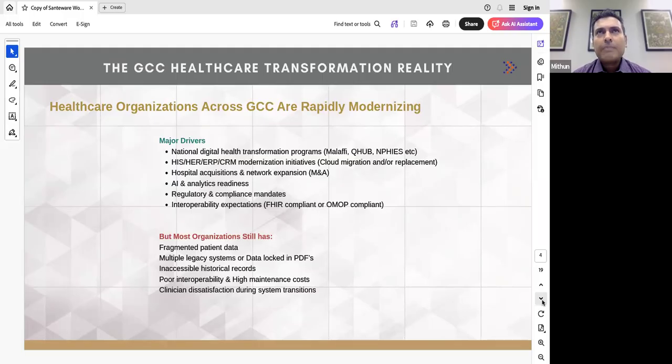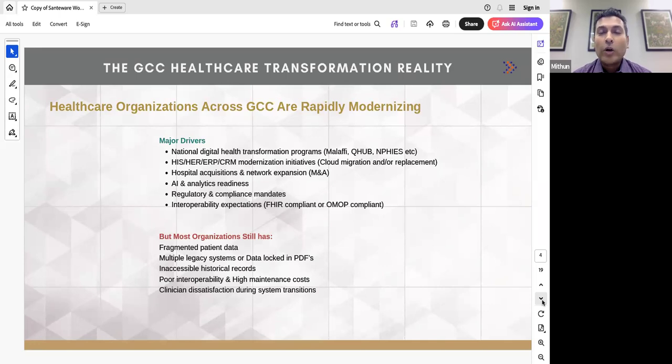The problem here is most of these require both legacy data and active data in a specific format. So, for example, Malaffi predominantly requires data to be shared in HL7 V2 format. QHub requires FHIR. NAFIS is a hybrid, which is a combination of FHIR and data exports. So each country, each health information exchange has their own requirements, and it sometimes becomes even more difficult for organizations that operate in different GCC regions, irrespective of whether they are using one application or multiple applications to comply with this. So that is one of the major drivers for modernizing your healthcare data ecosystem.